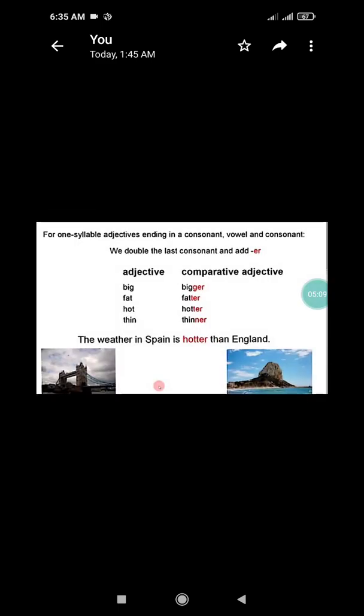For one-syllable adjectives ending in consonant, vowel, consonant, we double the last consonant and add er. Big, bigger, fat, fatter, hot, hotter, thin, thinner. The weather in Spain is hotter than England.